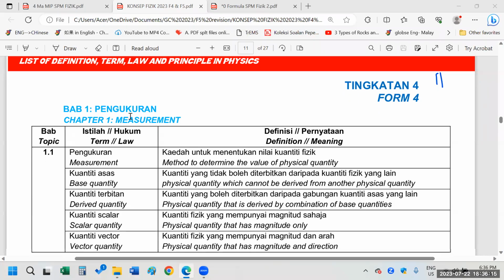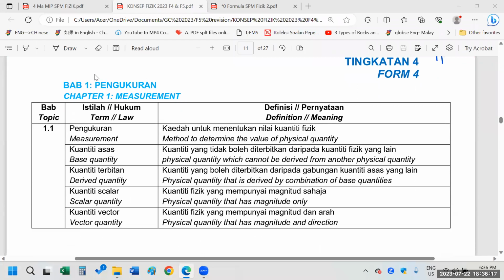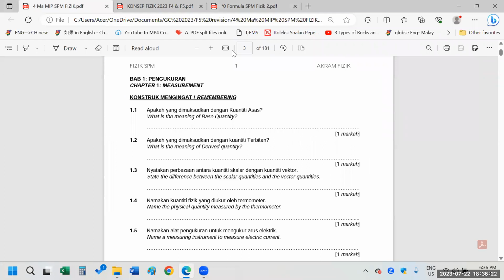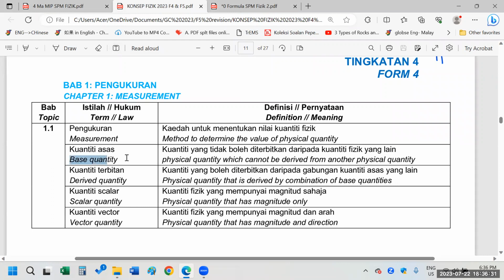Okay everybody, chapter 1 is actually quite easy, but the problem is easy. For example, what is a base quantity? It is a physical quantity which cannot be derived from another physical quantity. Derived means it is a physical quantity that can be derived from a combination of base quantities.